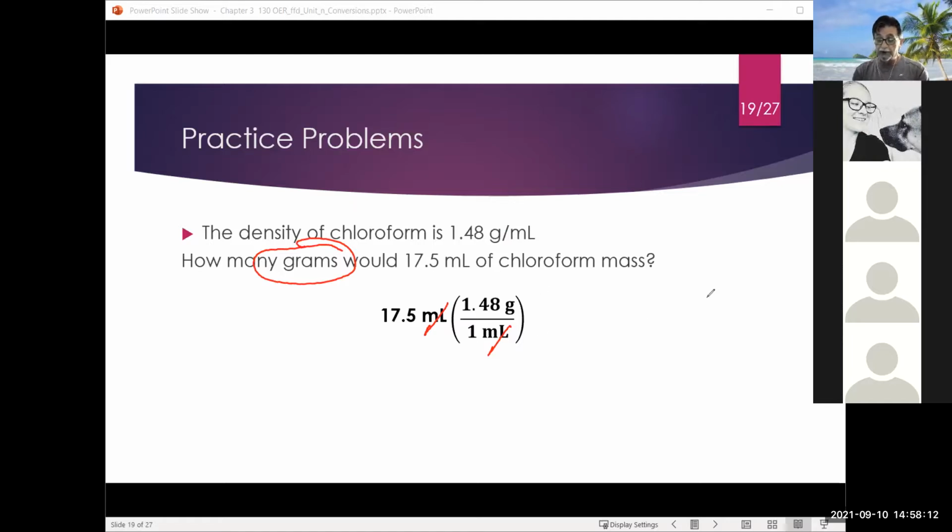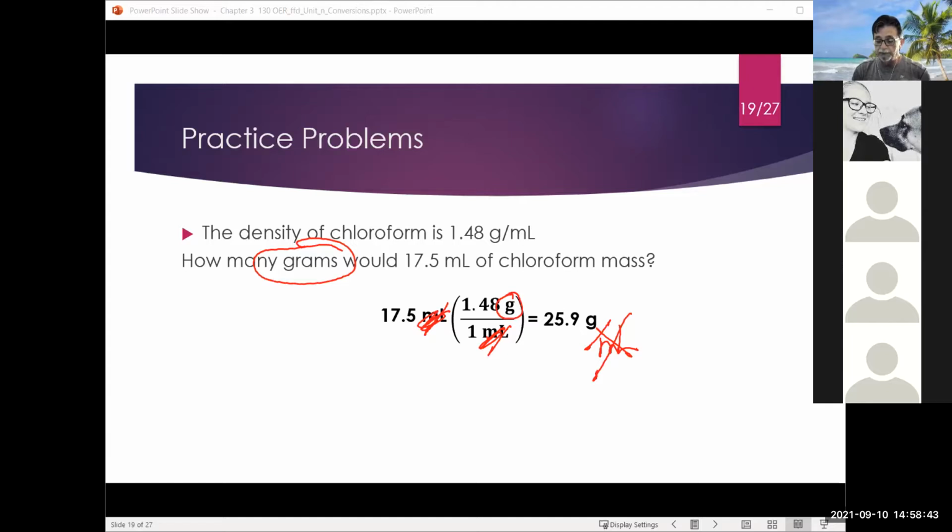But what happens occasionally, students tend to forget that the units cancel. And what they do is they carry over the units of milliliters. That would be incorrect. Because first of all, grams per milliliter is density, okay? And the milliliters here cancel right here. So you should only have one unit, just grams.